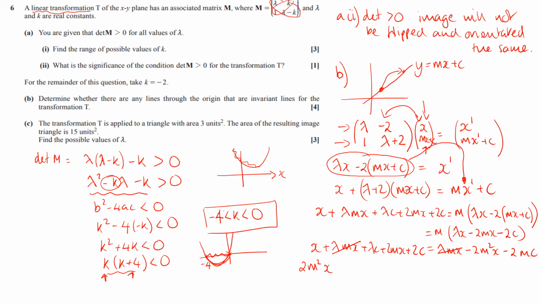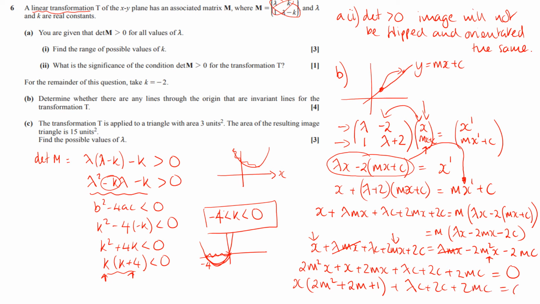And then let's see what other terms we've got in x plus 2mx. So I've done this term and this term and this term. So then I'll have a plus lambda c plus a 2c and plus a 2mc is equal to 0. Now if I take x out as a common factor here, I'll have a 2m squared plus a 2m plus a 1 plus a lambda c plus a 2c plus a 2mc equals 0.